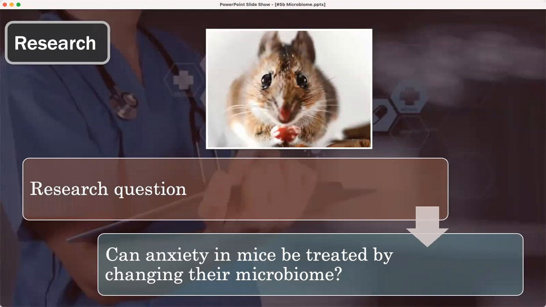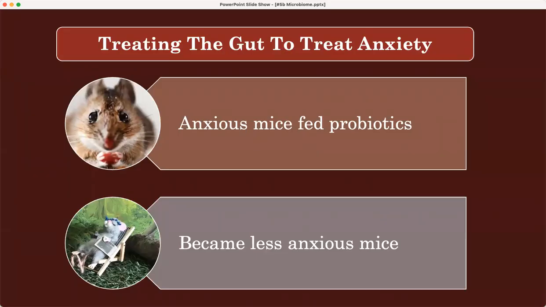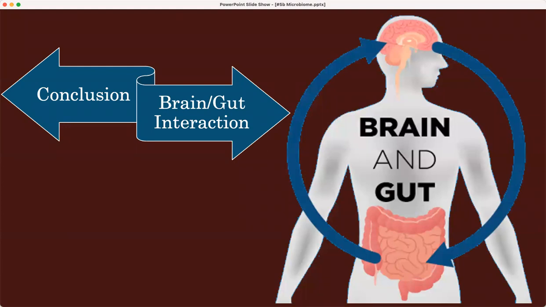So the research question is now, can you take anxious mice and make them not anxious by changing their microbiome? So this is treating the gut to treat anxiety. So these anxious mice were fed probiotics. And what they found is that these mice became less anxious. So the conclusion is that the brain and gut have this immense interaction. And some would go as far as to say that the gut is your second brain.